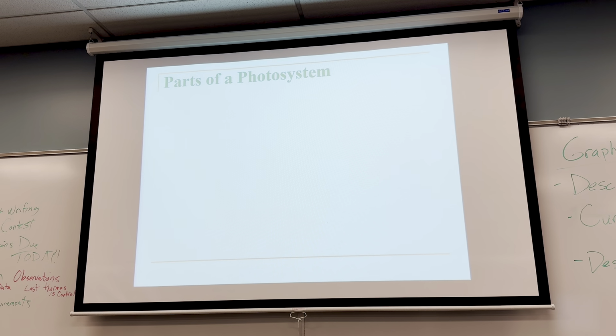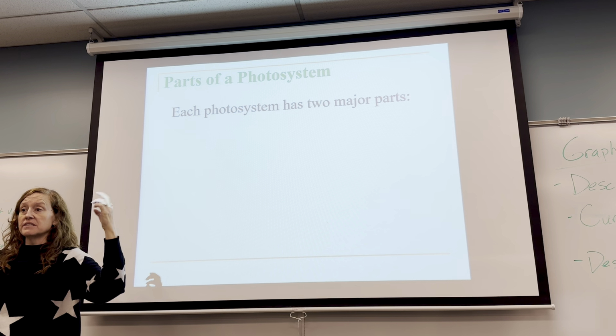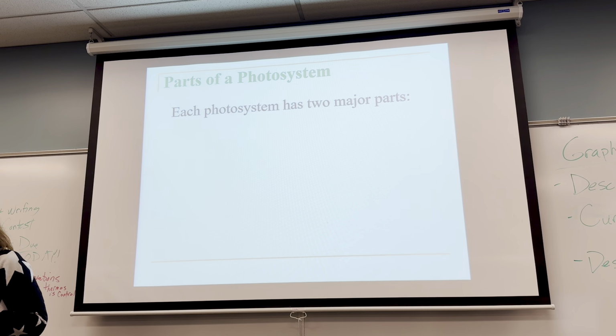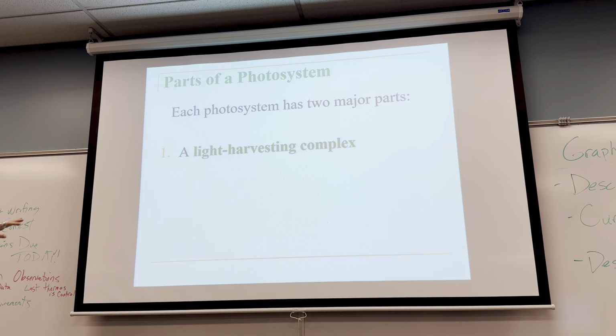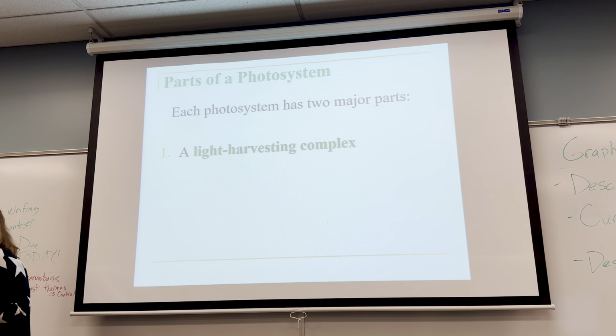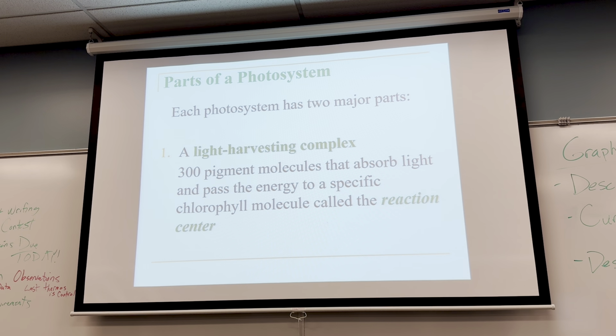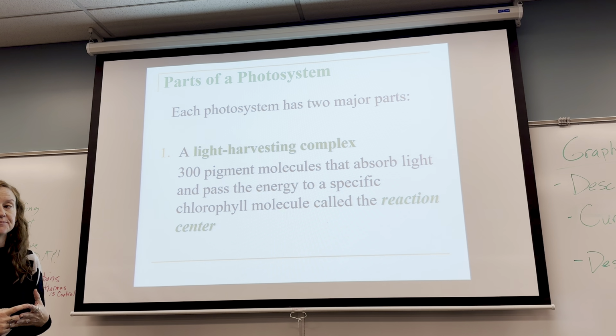All right, so again, parts of the photosystem. Each photosystem has two big parts. It's got the pigments that are absorbing light energy from the sun. What we call those is the light harvesting complex. Each of these is made up of around 300 pigment molecules, chlorophyll, and accessory pigments. There is one very specialized chlorophyll called the reaction center.